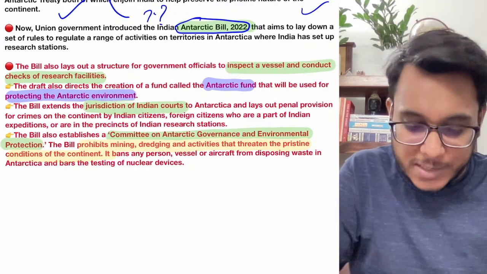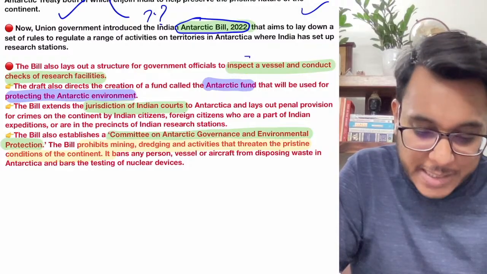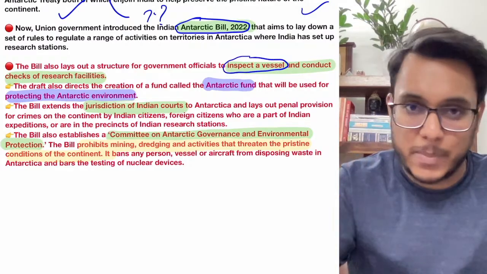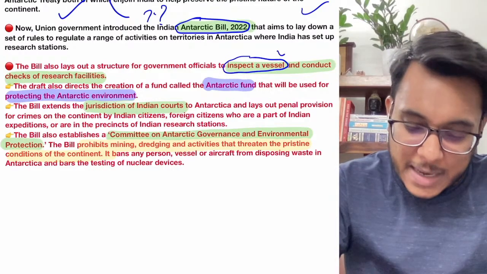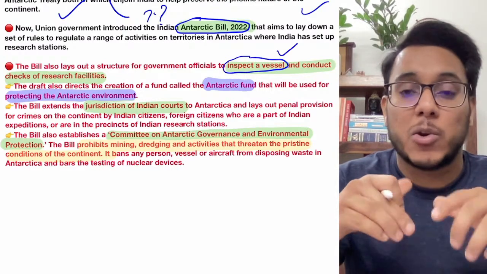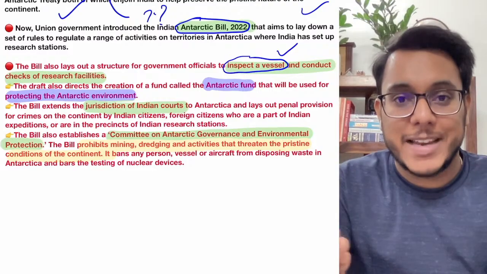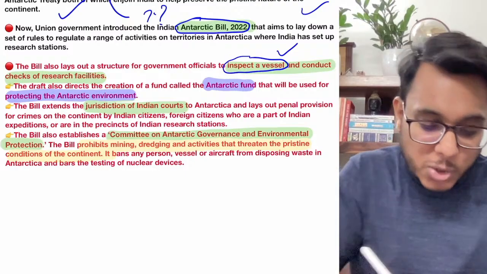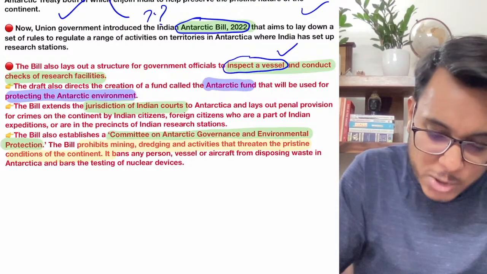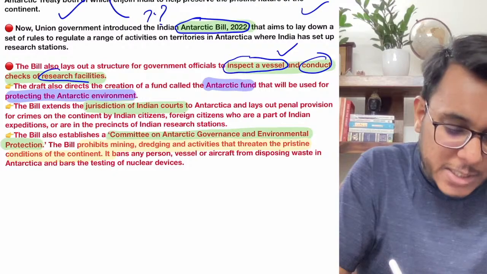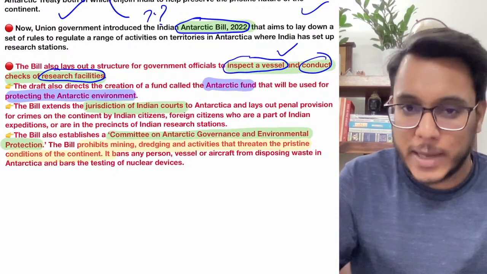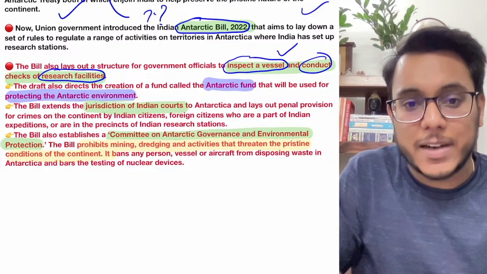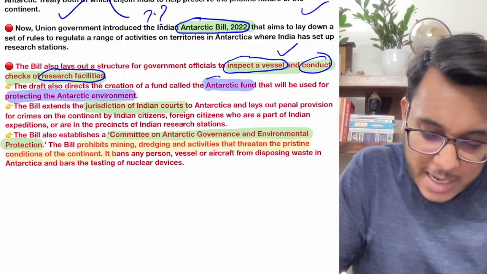Number one, the bill gives the power that government officials can inspect the vessels by which the scientists and researchers will be going to the Antarctica. We can inspect these vessels so that they are not discharging any kind of waste or heavy metals, etc. We can also conduct checking of the research facilities from time to time. Then the second provision is that a dedicated fund will be created, that is the Antarctic Fund.